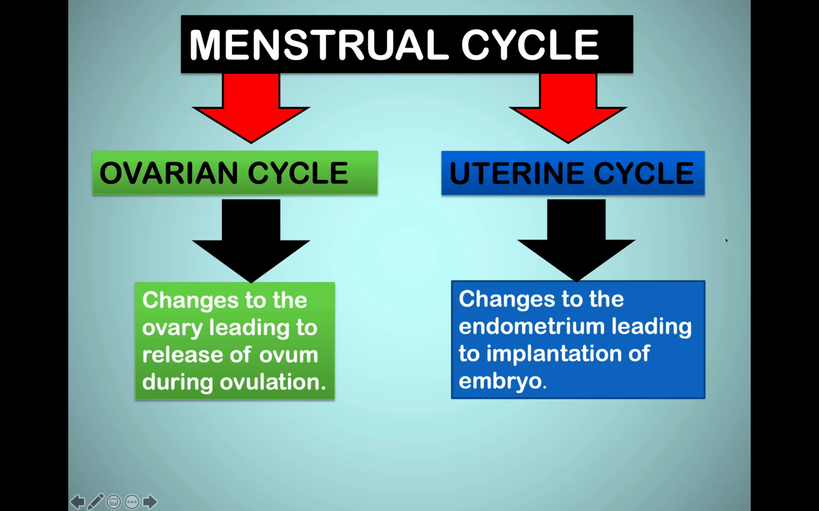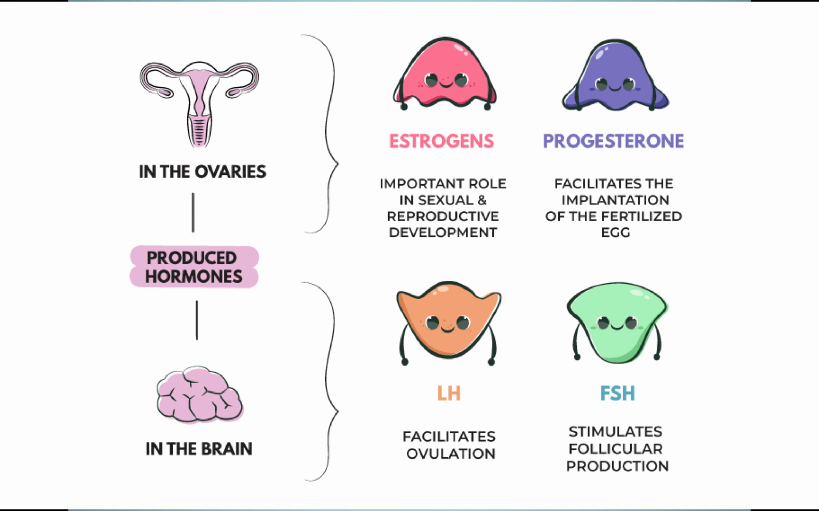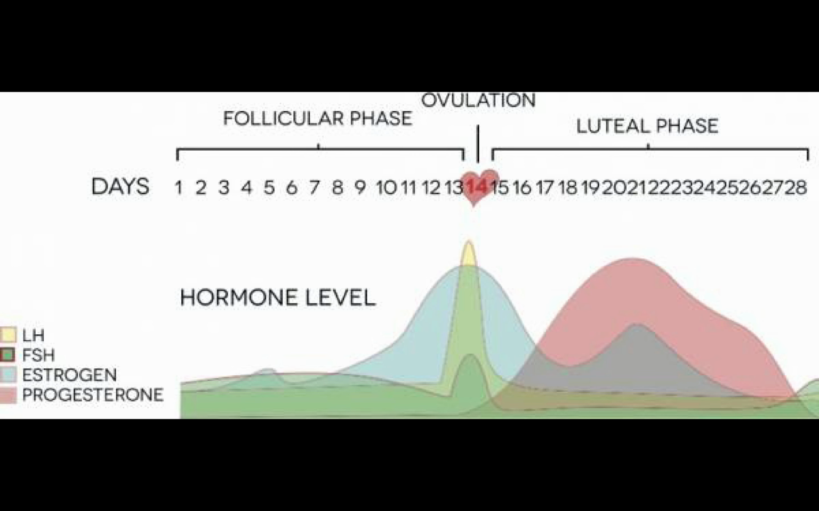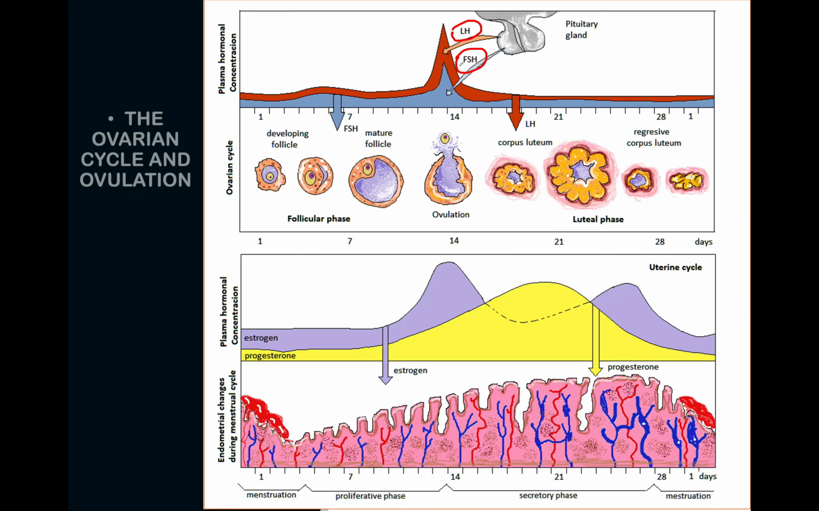Now, both cycles, children, are controlled by what? Yes, they are controlled by the changes that take place in the levels of the female's sex hormones. Now, both these cycles are usually called the menstrual cycle because they are so closely linked. Let's begin with the ovarian cycle.